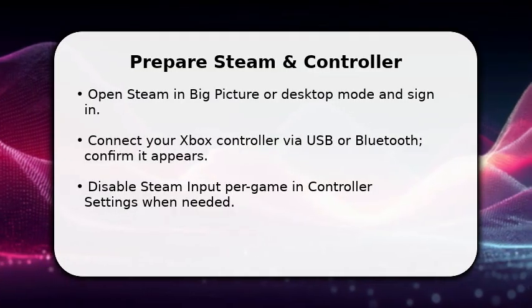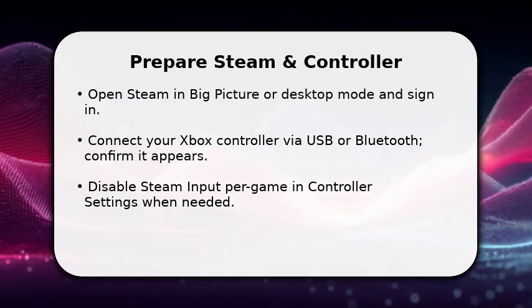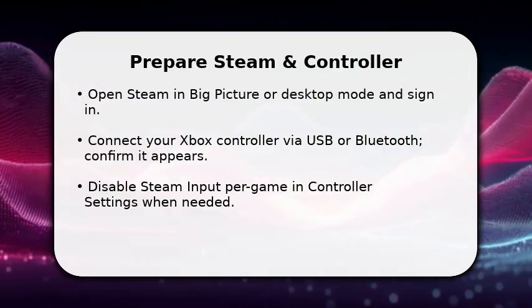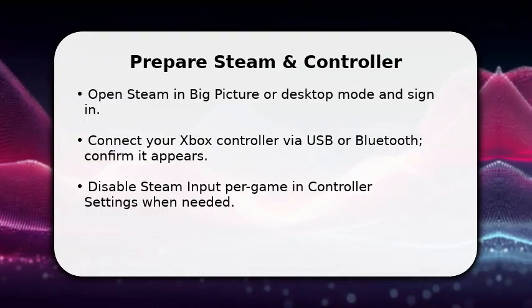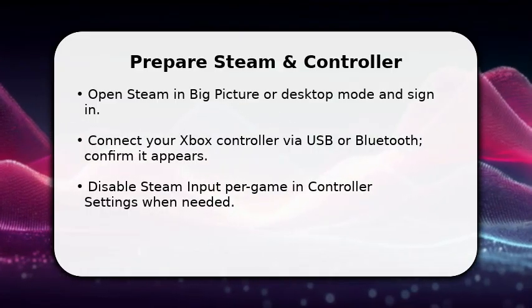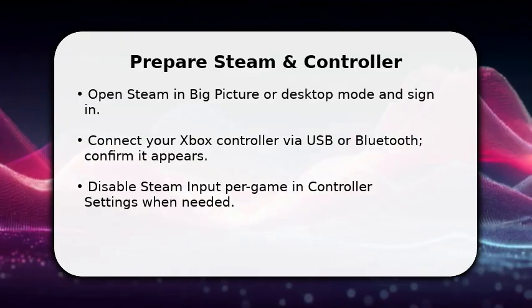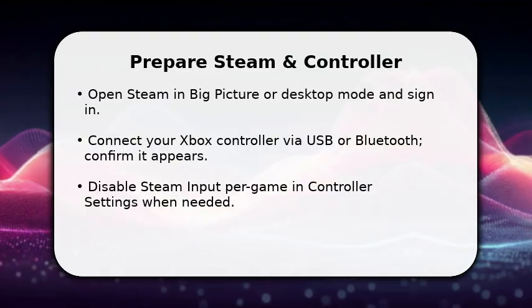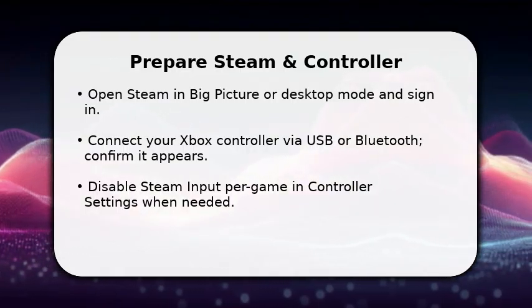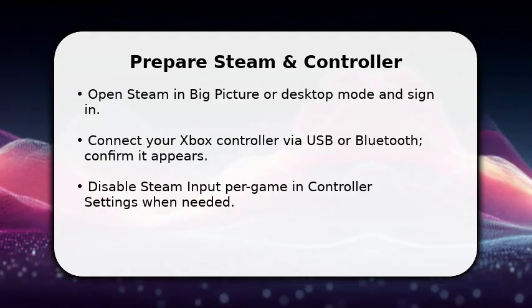You're starting inside Steam, so open it and sign in now. Once Steam is running, plug in or pair your Xbox controller and verify Windows recognizes it. Next, go to Steam Settings, Controller, General Controller Settings. Make sure Xbox configuration support is visible. If you want a blanket disable, toggle off Xbox support here.